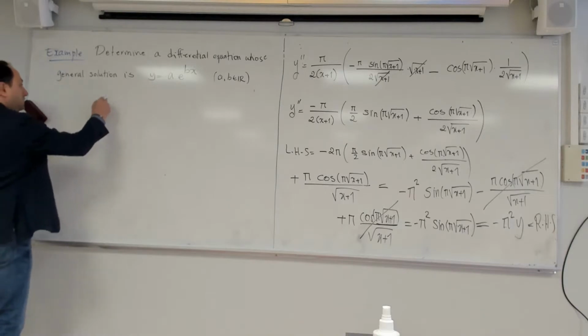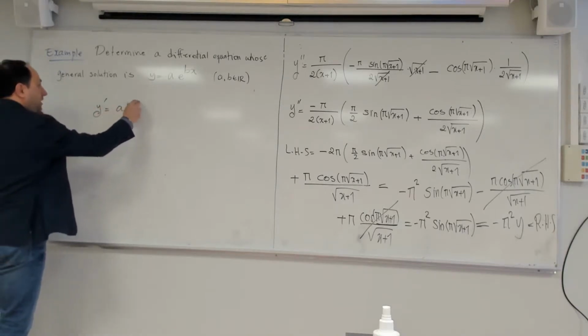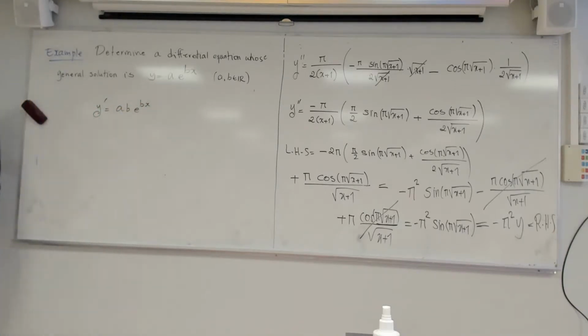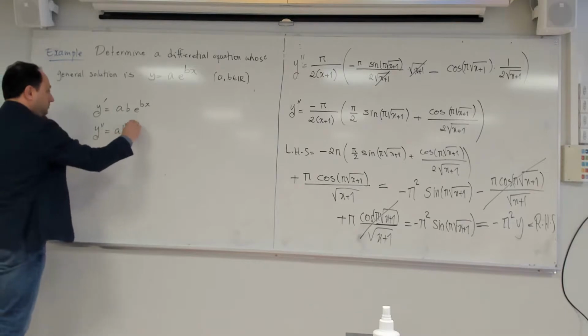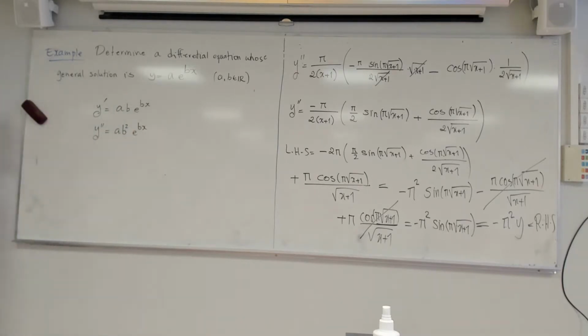So y prime is what? It is ab e to power bx. Agree with me? This is y prime. And if I calculate y double prime, what happens? It becomes ab squared e to bx. Okay, then what?